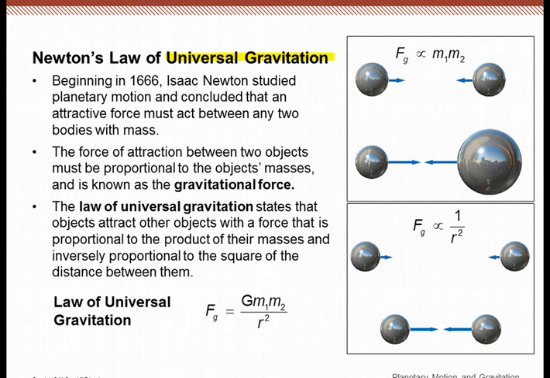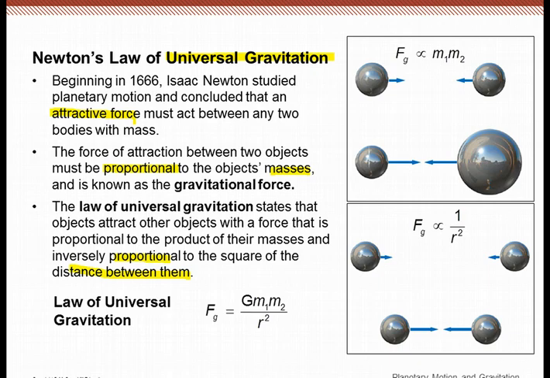And so it started with his conclusion in 1666. The date doesn't really matter, but that's when it was. And he concluded that all objects with mass have this attractive force. So any object with mass attracts another object with mass. And the force of attraction between these two objects was proportional to the objects' masses, meaning higher mass, higher force, and also, we found that it was proportional to the square of the distance between them.